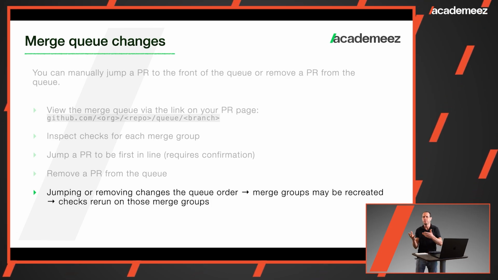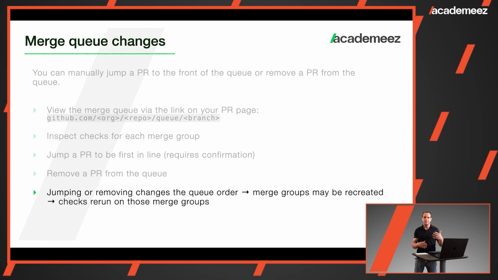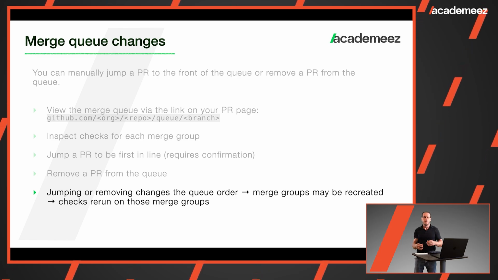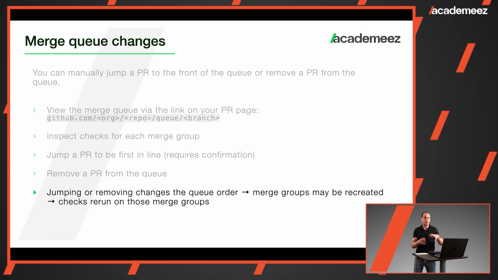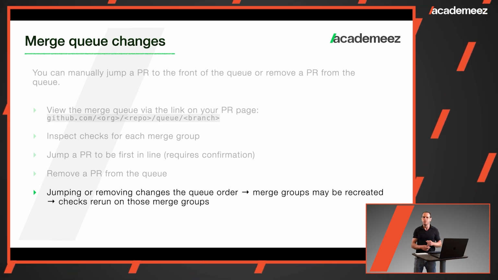Probably if you jump your PR ahead, some developers will get angry unless it's really important, because it's going to impact velocity, and they will have to run the checks again, and their PR might be delayed from merging. So those are the controls that you have on the merge queue: jump a PR ahead, remove a PR, and make manual changes to the merge queue.